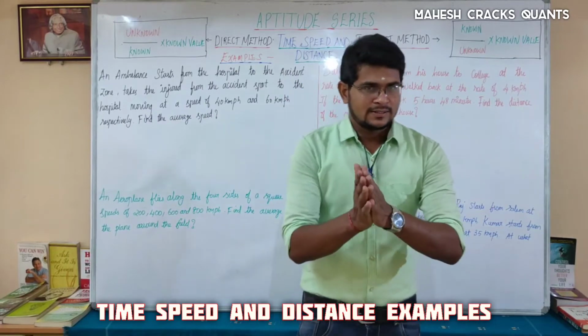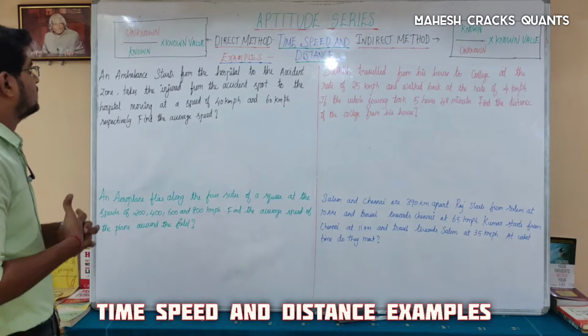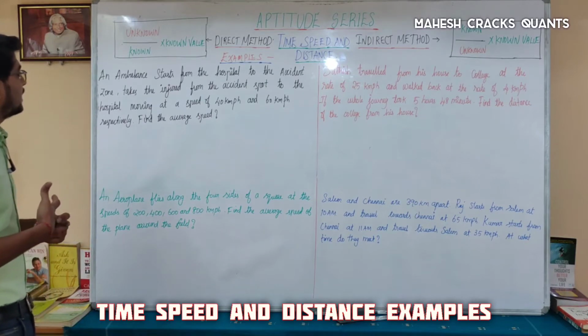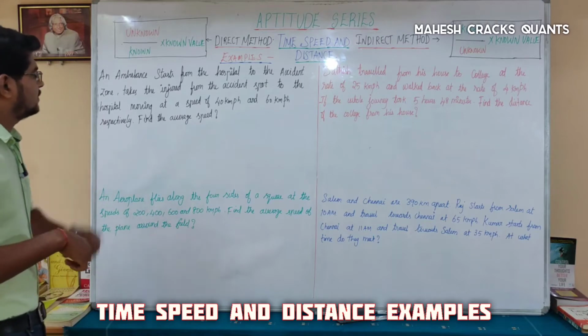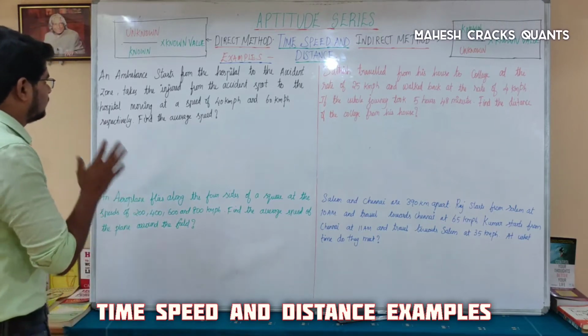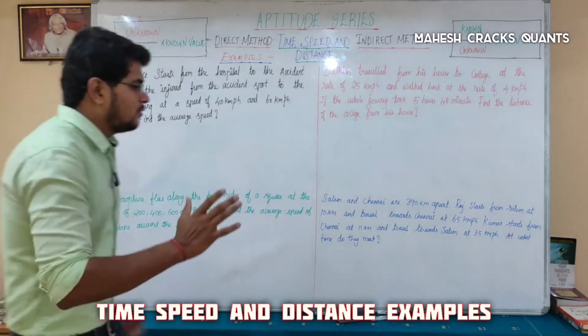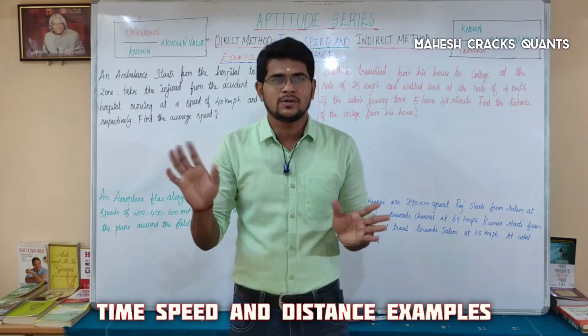Okay, let's get started. The first question is: an ambulance starts from the hospital to the accident zone, takes the injured from the accident spot to the hospital, moving at a speed of 40 km per hour and 60 km per hour respectively. Find the average speed. So we know that average speed is nothing but total distance divided by total time.